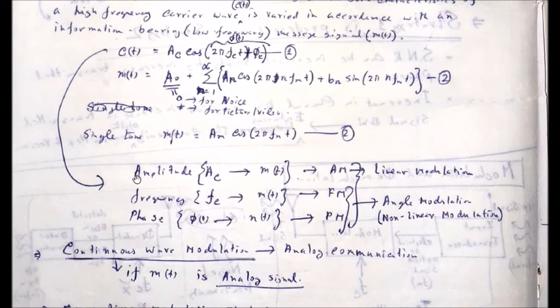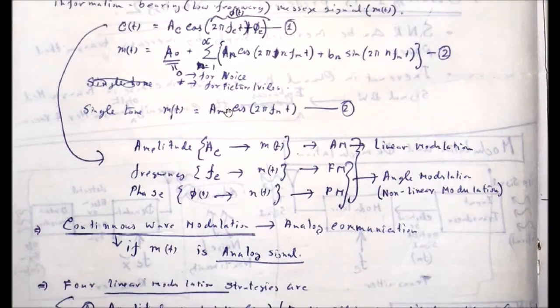First of all, see that if you vary the amplitude AC of the carrier signal in accordance with the message signal's time variation, then the corresponding modulation is called the amplitude modulation. It is linear in nature. Remember, it is linear in nature. But if you vary the frequency of the carrier signal, that means fc, in accordance with the message signal, then it is called the frequency modulation. And next, if you vary the whole phase, that means this term within the bracket as a whole, in accordance with the message signal's time variation, then it is called the phase modulation.